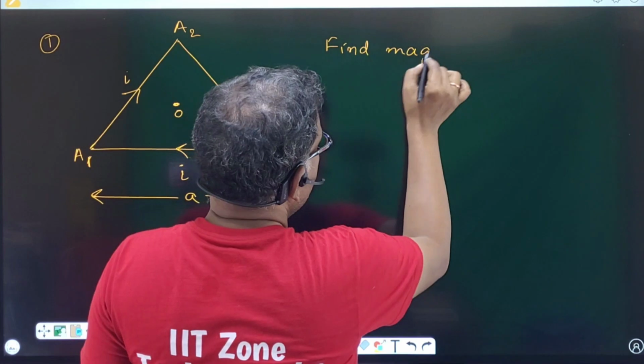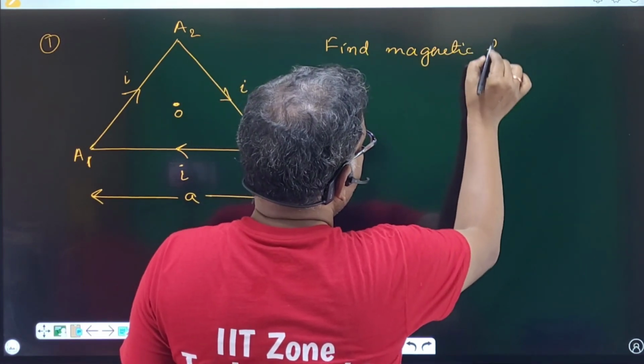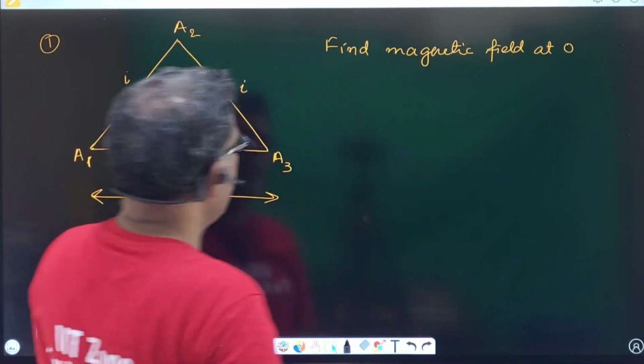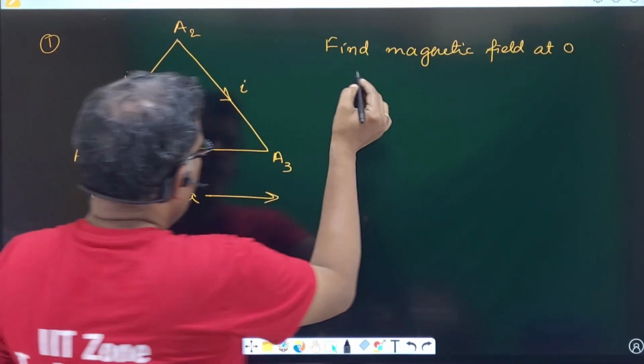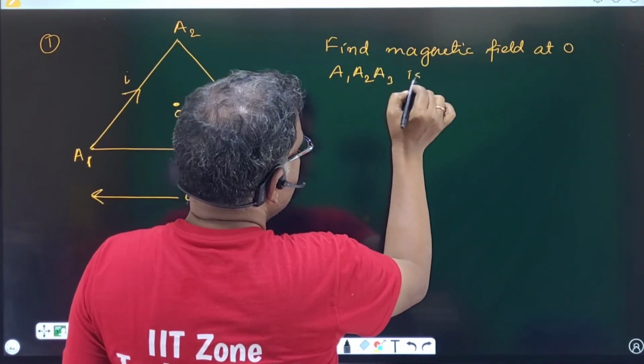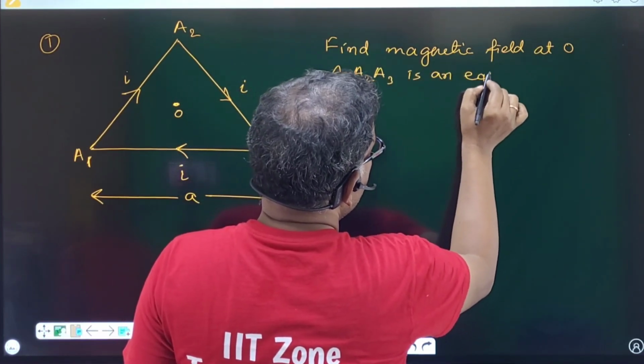Find the magnetic field at O. O is the center of this equilateral triangle. A1, A2, A3 is an equilateral triangle.